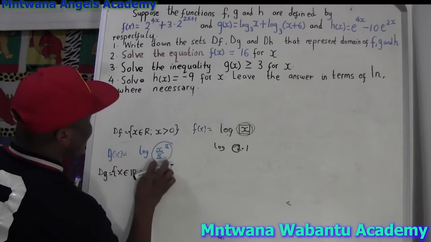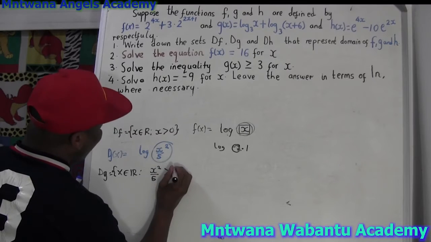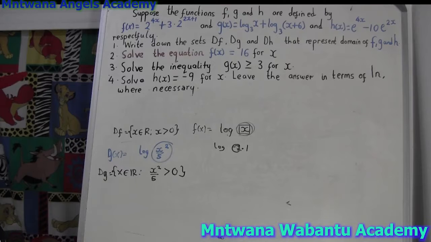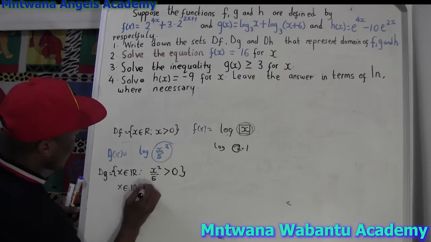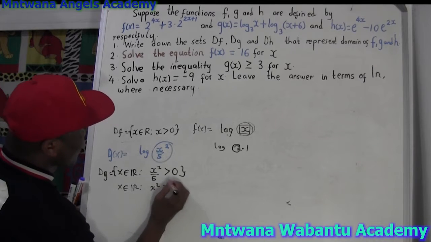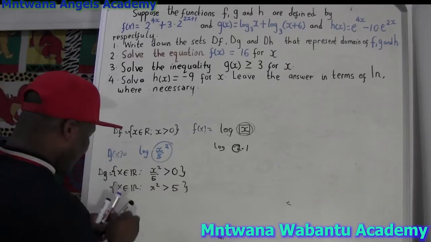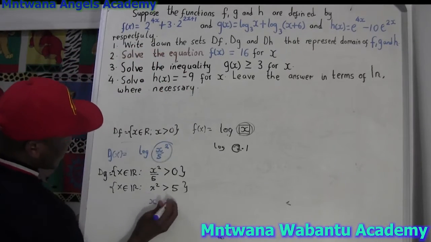In curly brackets, anything which is here, take everything. It must be greater than 0. You know what I'm saying? And then from there you can multiply by this 5. So x is an element of real numbers, whereby x squared is greater than 5.